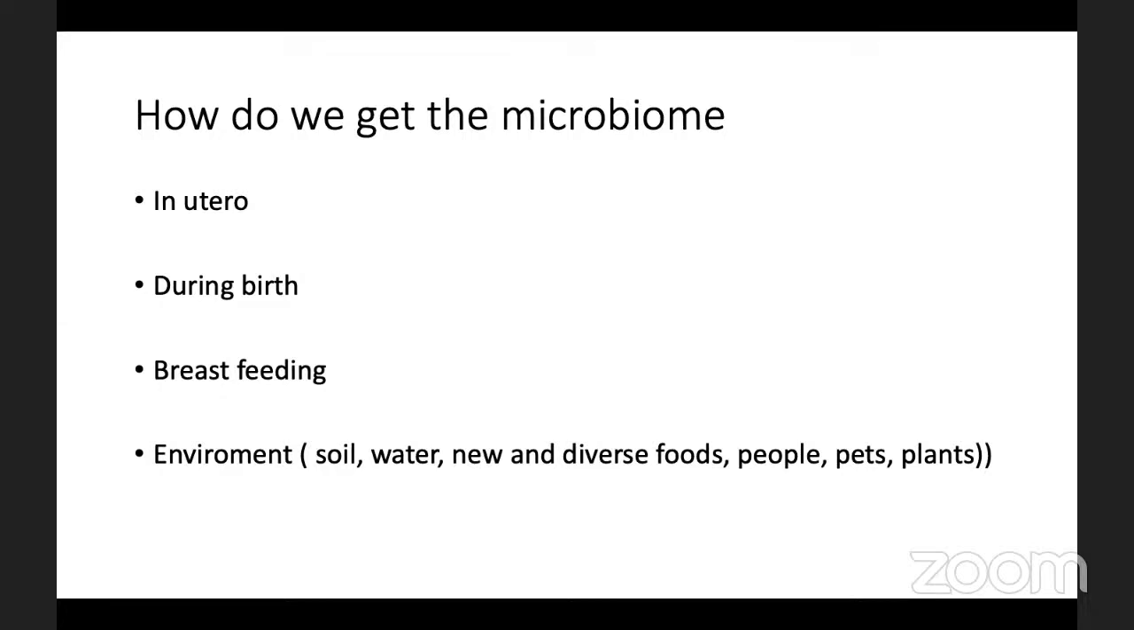Even in the environment that we live in, we get organisms from the water we drink, from the soil, from some of the foods that we eat, from people when we hug or shake hands, from small animals and pets at home, and from plants. They all contribute to the diversity and complexity of our microbiome. To note, the diversity of the microbiome is going to change as you grow. We expect an infant to not have a rich, diverse microbiome, but as you advance in age and keep interacting with different environments, acquiring different microorganisms, your microbiome keeps getting modified.